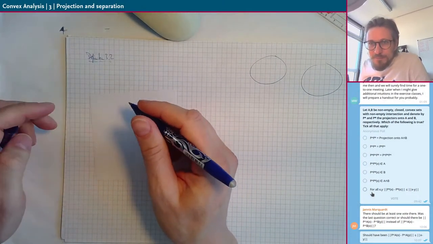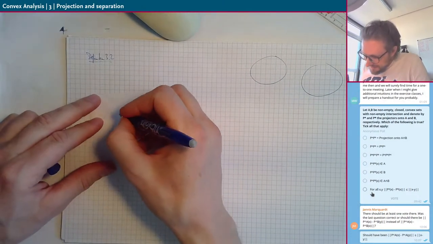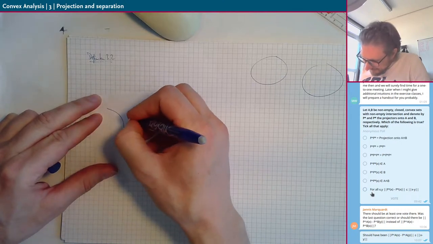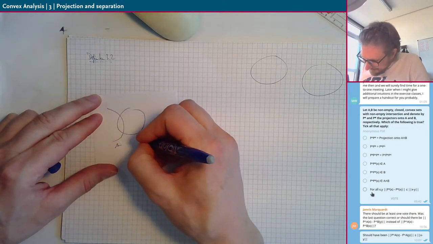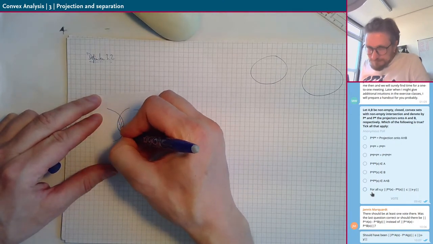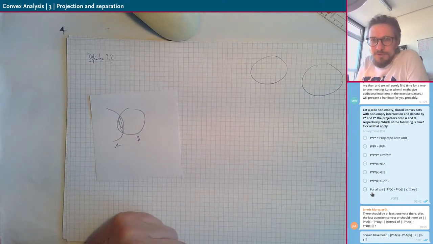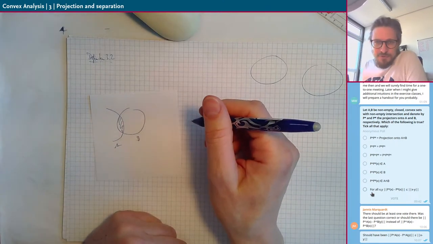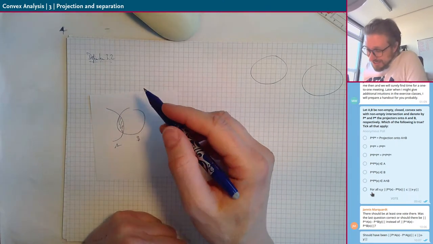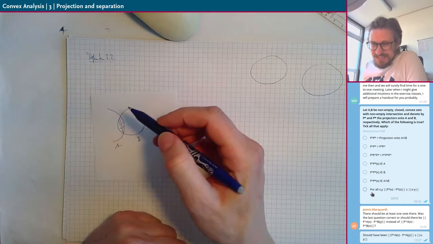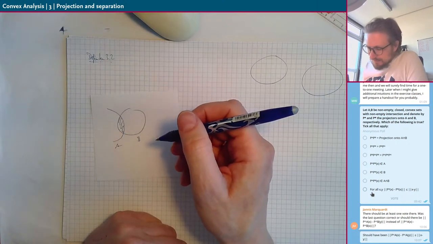We have two non-empty closed convex sets with non-empty intersection. Let's do just two sets like that. Let's say this is A and B, and that's the intersection. So first: if you first project onto A and then onto B, do we actually project onto the intersection? And that's no. It's not.